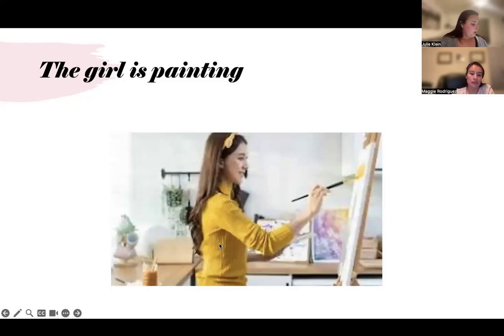So, I'm going to model for you. Who is this about? The girl. Yep. And what is she doing? Painting. Good. And what is she painting? A picture. Perfect. So with our shapes, we can build a sentence. The girl, our subject, is painting, the verb, a picture, our hexagon. So all together, the girl is painting a picture.